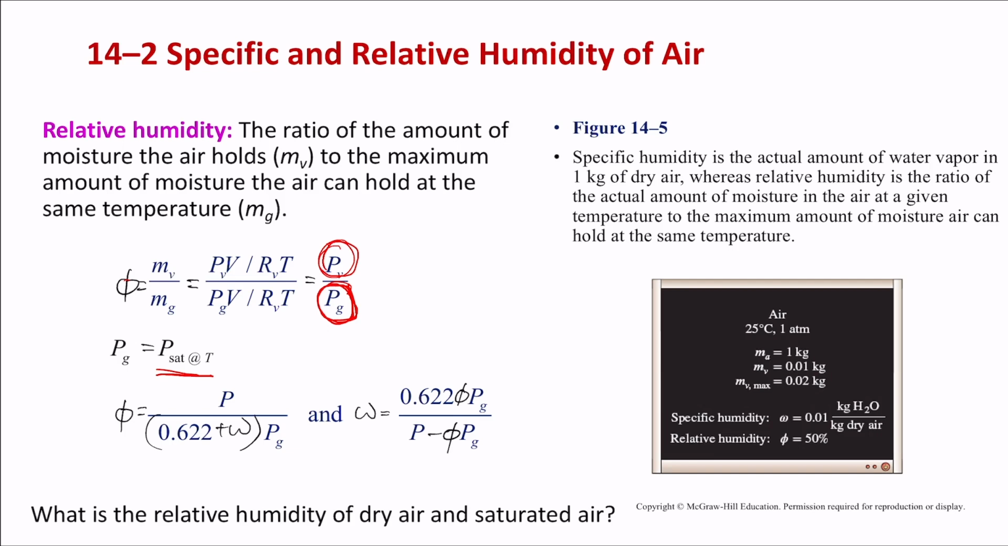So definition is the mass ratio, but because we have the ideal gas, then you can treat it as a pressure ratio. And then, based on the ratio, you can work out the relation between relative humidity and the absolute humidity from either way to the other.